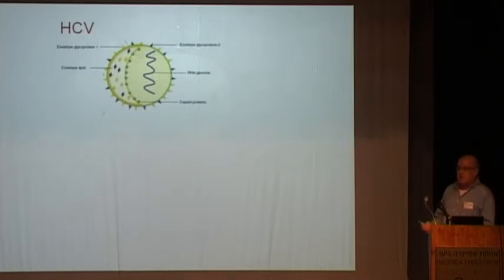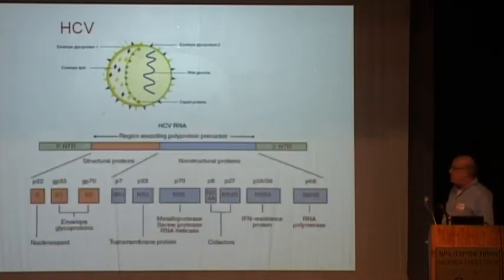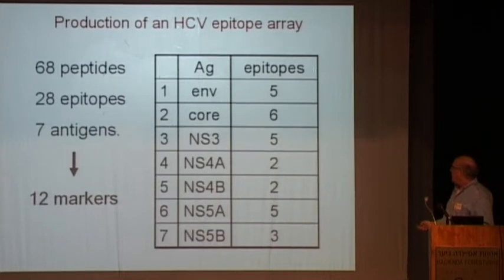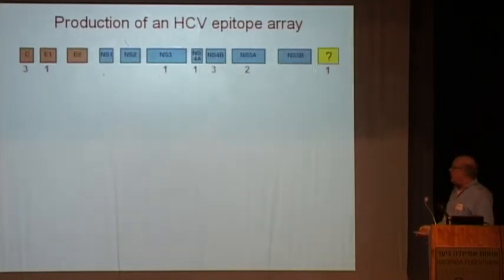Just to give you a sense that this is not only theory, we can actually do it. If we take a virus like HCV, and HCV has a whole slew of antigens, what we have done is that we synthesized 68 of them and then tested them for their sensitivity and their specificity. We came up with a panel which ultimately had 12 markers. So this is in the real world. We actually synthesized these things and then asked, do they have any diagnostic power?